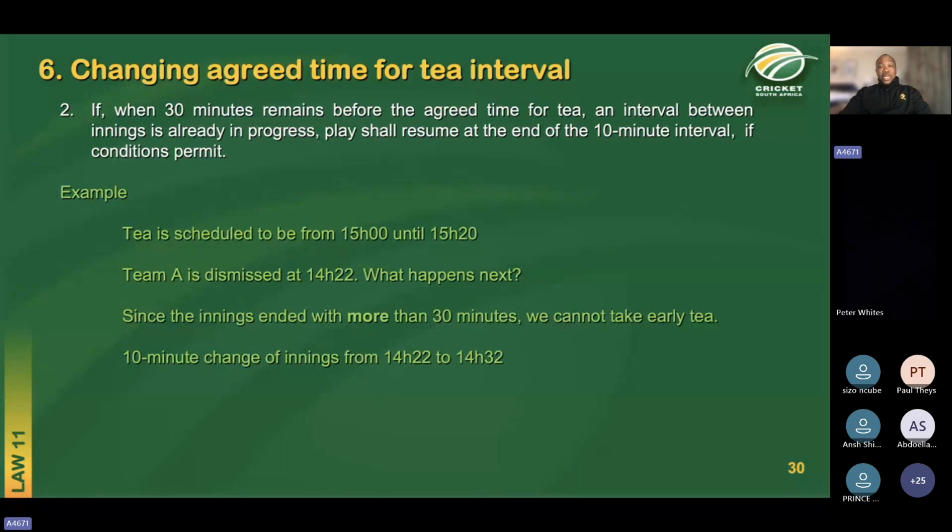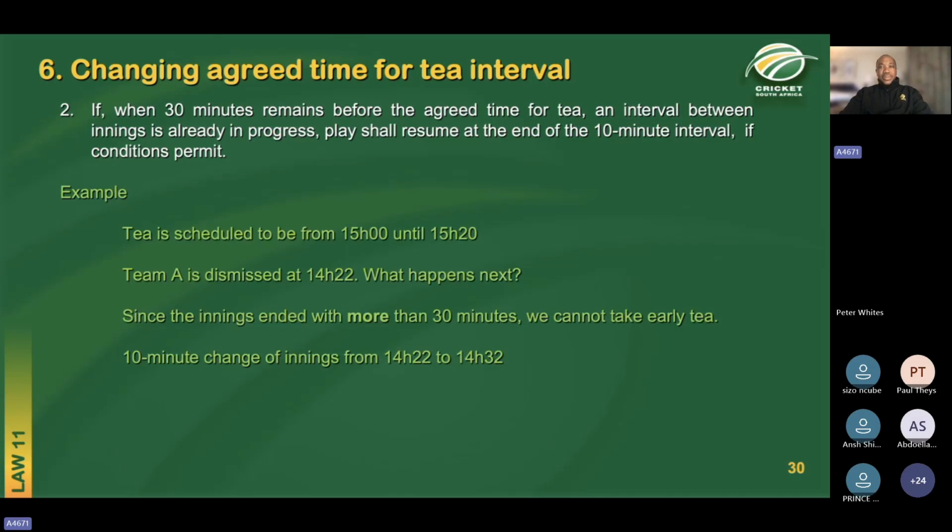And as per the law, because this 10-minute change of innings is not incorporated into the tea break, nor is it incorporated into the lunch break, we will deduct 3 overs from the number of overs remaining in the day's play.